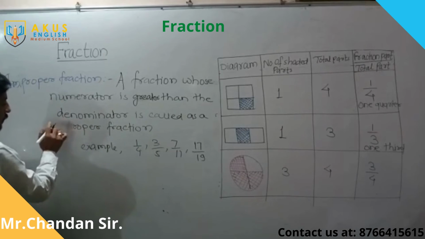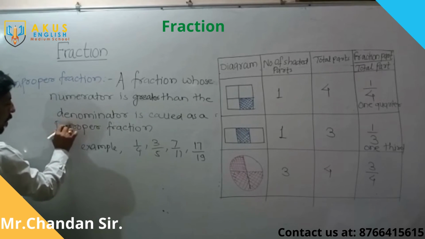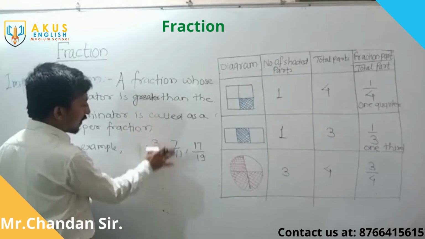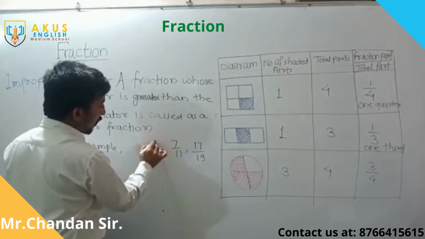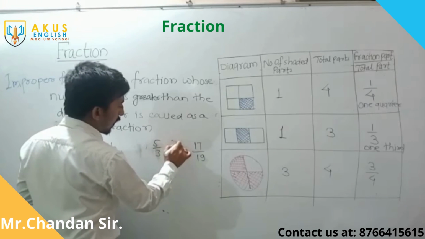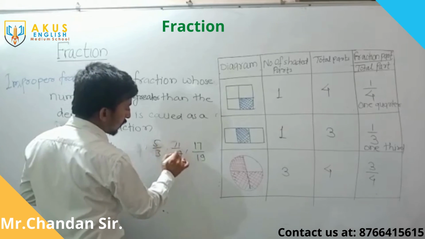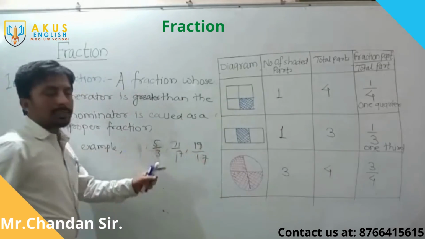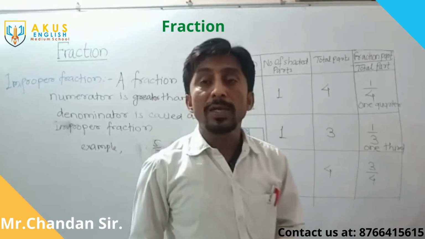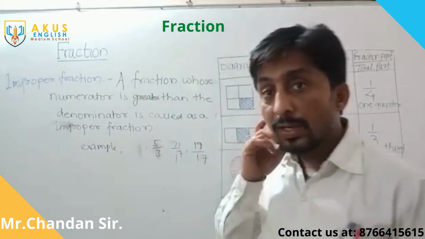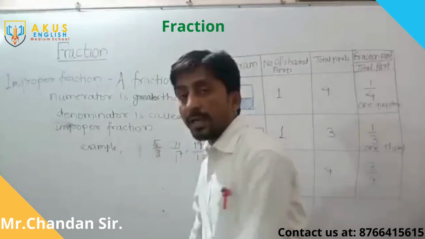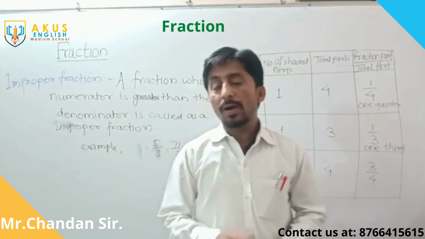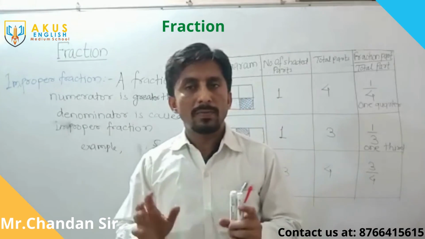Improper fraction. Example, I will reverse these: 5 upon 3, 11 upon 7 and 19 upon 7. Now in these cases you can see that the numerators are greater than the denominators, so we can say that these fractions are improper fractions. So I hope you have understood the concept of fraction.